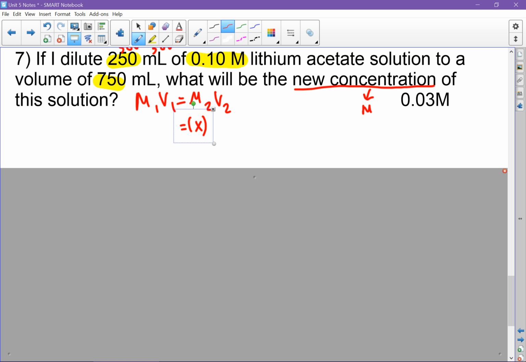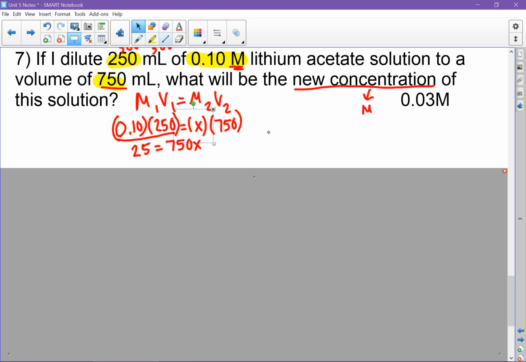I start with this, 250 milliliters of a 0.1 molar solution. So here's my other molarity. And the volume that I had was 250. The other volume is here, 750, and now you're set up to solve. So multiply these two numbers, and you get 25. On the other side, you have 750x. To solve, you can divide by 750, divide by the thing touching the x.